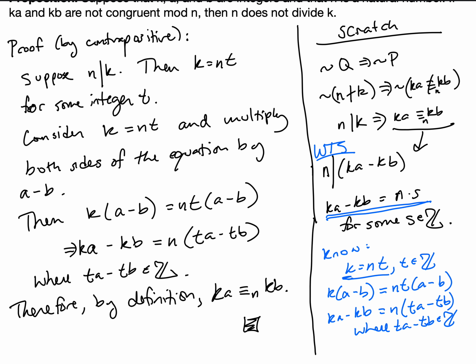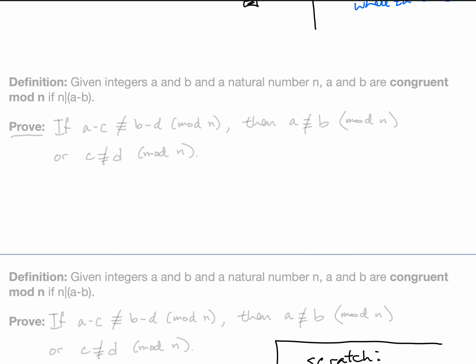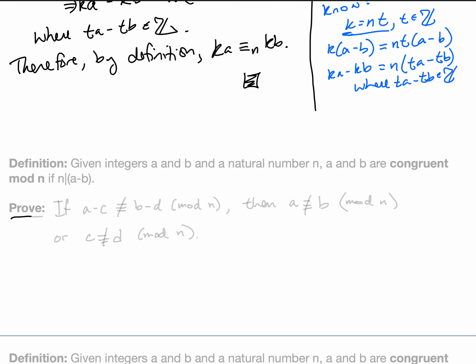Okay, let's do another proof using this definition. So let's prove the following. If a minus c is not congruent to b minus d mod n, then a is not congruent to b mod n, or c is not congruent to d mod n. So give that a shot and we'll talk about it in a moment.